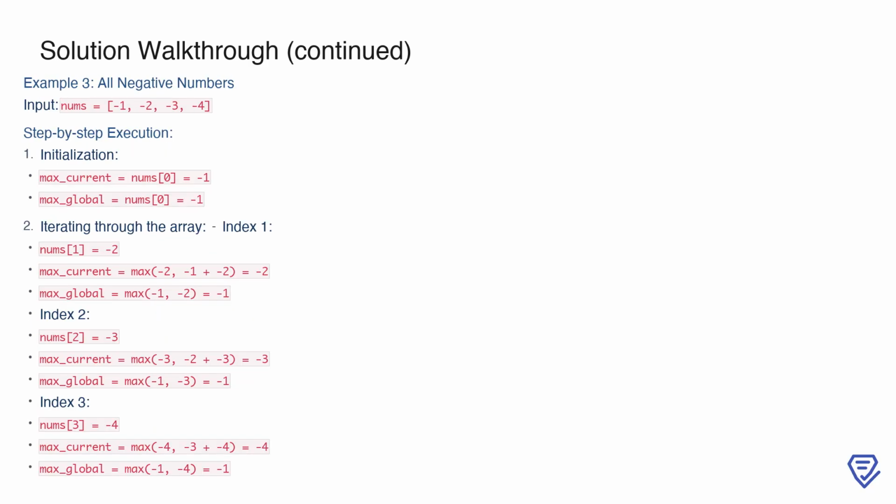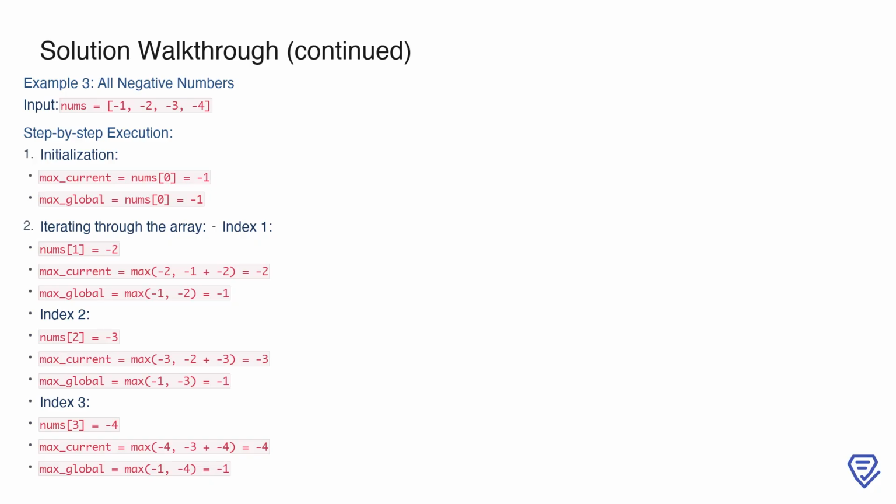elements. Now, let's consider a more challenging case where all the numbers in the array are negative: -1, -2, -3, -4. In this scenario, the algorithm still works by identifying the maximum possible subarray sum, but since all numbers are negative, the optimal solution will simply be the largest single number in the array. We start by initializing max_current and max_global to the first element, -1. As we iterate through the array, we calculate max_current as the maximum of the current element or the sum of the current element with the previous max_current.